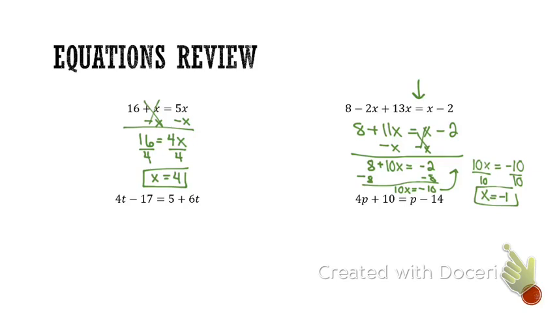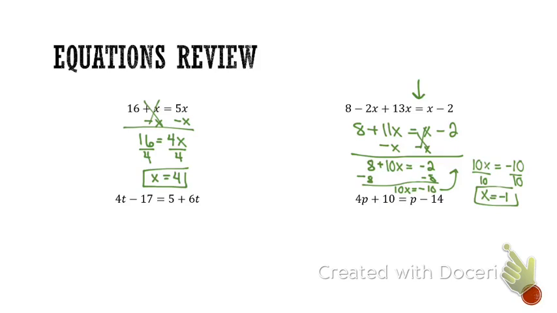All right, so on this bottom problem, again, I see variables on both sides of the equation. So you can see which concept I'm really trying to review with you guys. It's getting those variables on the same side of the equation. So which one would you move? Would you move the 4t or would you move the 6t?